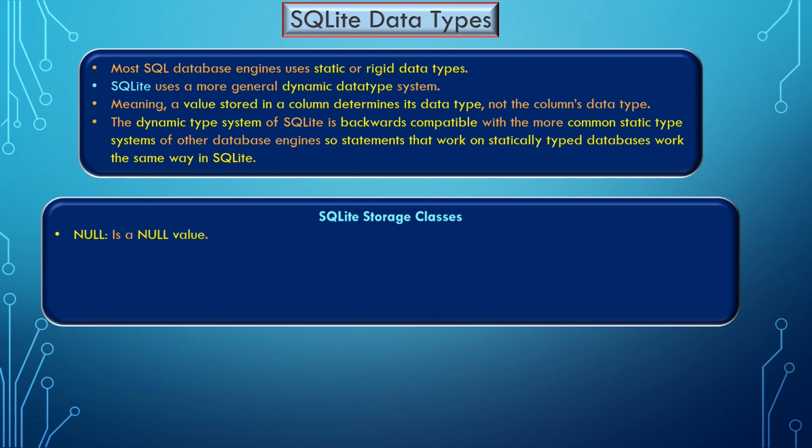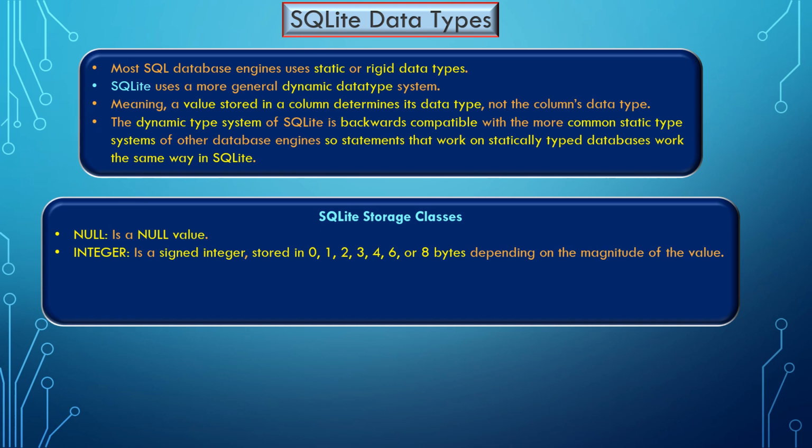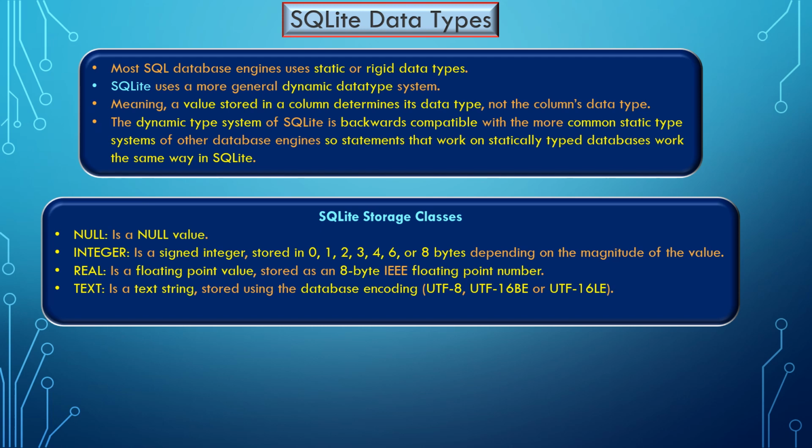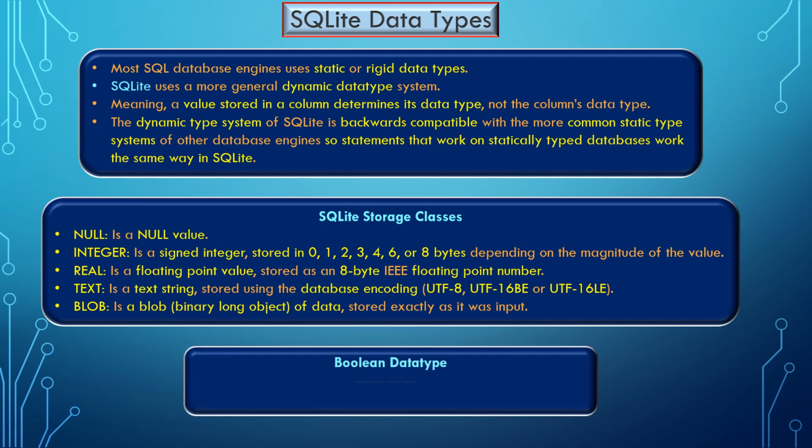Now let's take a look at some of the SQLite storage classes. Null is a null value. Integer is a signed integer stored as 0, 1, 2, 3, 4, 6, or 8 bytes, depending on the magnitude of the value. Real is a floating point value stored as an 8-byte IEEE floating point number. Text is a text string stored using the database encoding of UTF-8, UTF-16BE, or UTF-16LE. Blob is a blob or binary large object of data stored exactly as it was input.